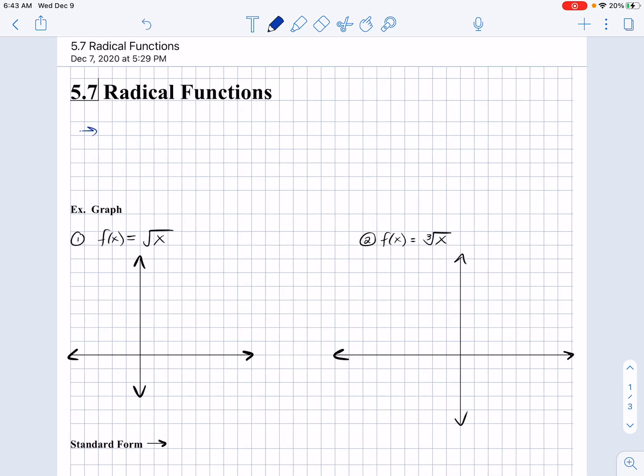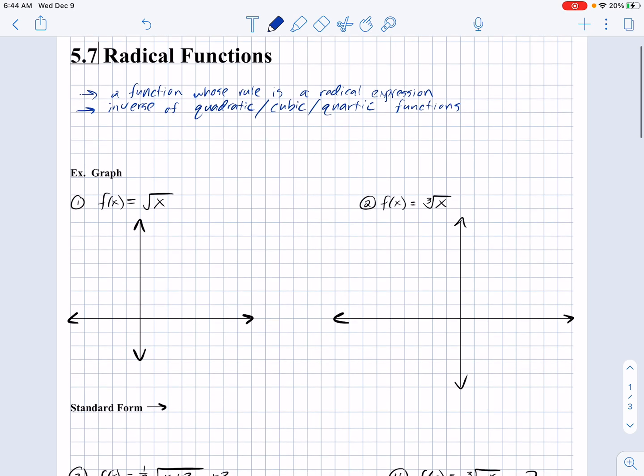A radical function is just a function whose rule is a radical expression. All right. And radical functions are the inverse of quadratic. A square root function is the inverse of a quadratic. A cube root function is the inverse of a cubic. And then a fourth root, quartic, and so on and so forth.